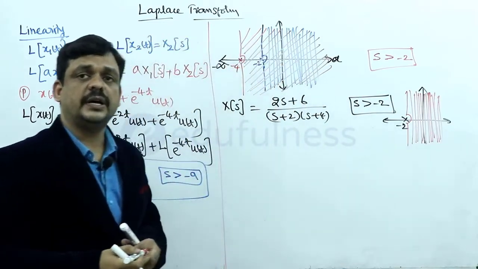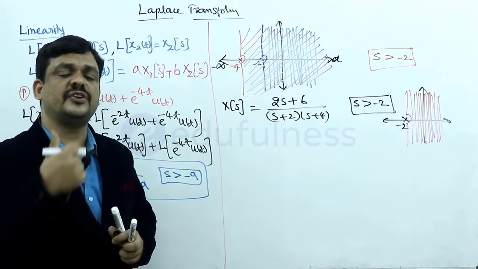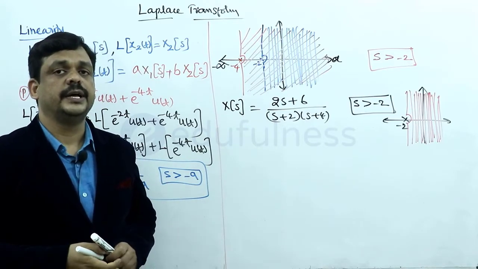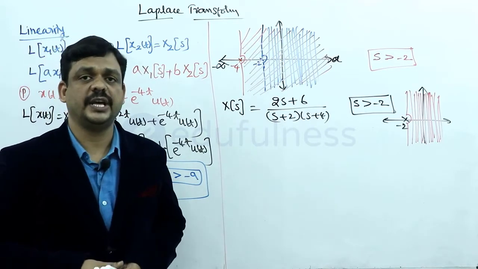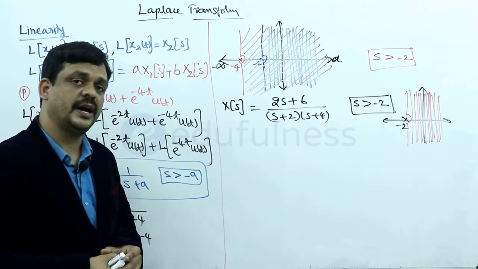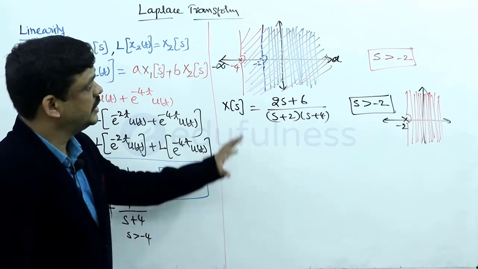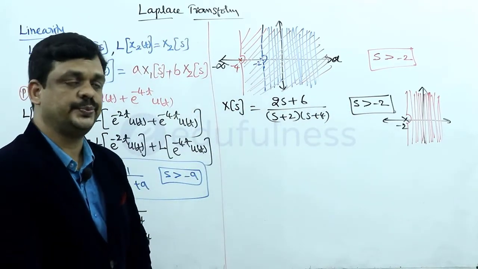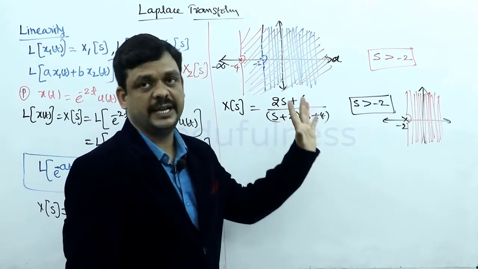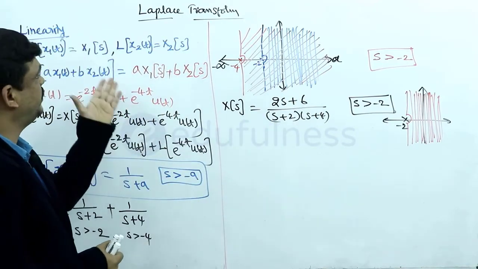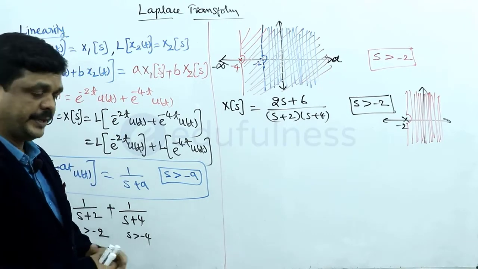Whenever the signal consists of an algebraic summation of more than one function, we have to take the common ROC from the individual signals. Then the overall ROC of the given signal is greater than minus 2, and the complete function is like this. Right? So this is one more example I have explained from the linearity property.